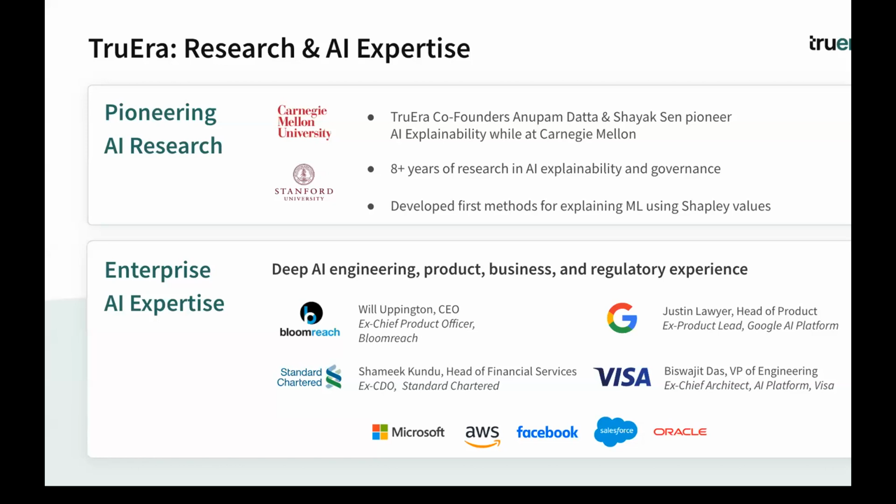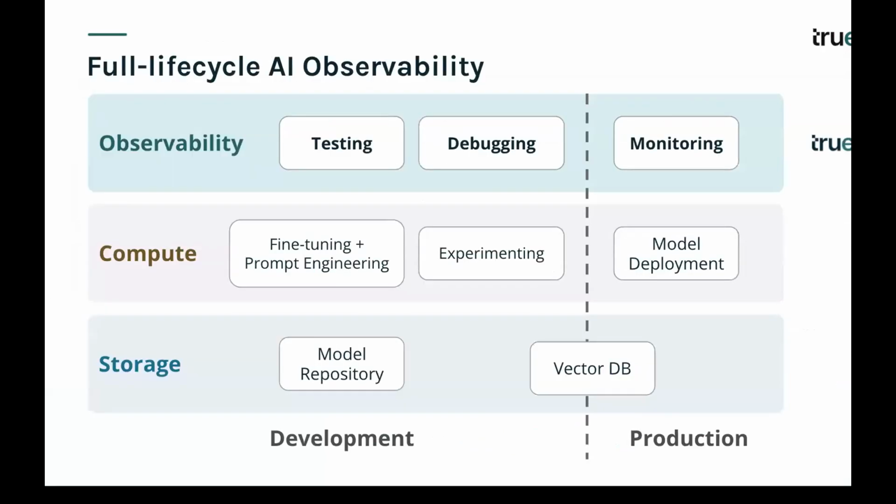So before we go on, let me do a small introduction about my company, Truera. We are a startup in the AI/ML space. Our founders, Anupam Datta and Shayak Sen, were from Carnegie Mellon. Anupam Datta was a professor at Carnegie Mellon. They both spent about 8 to 9 years looking into AI explainability and governance, and developed the first methods for explaining ML systems via Shapley values, being able to look at feature influences and how a feature will affect the final prediction of your ML system. We have enterprise AI expertise from a lot of different companies, and our business really is in full lifecycle AI observability.